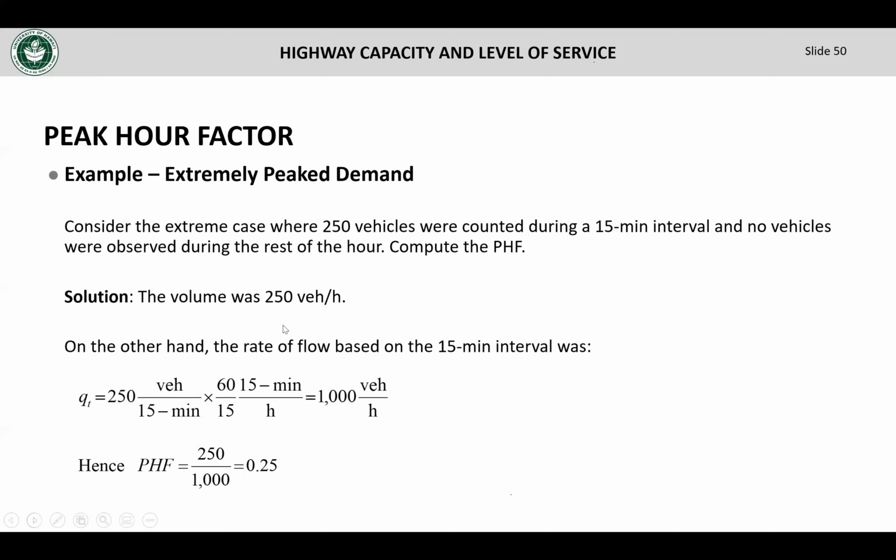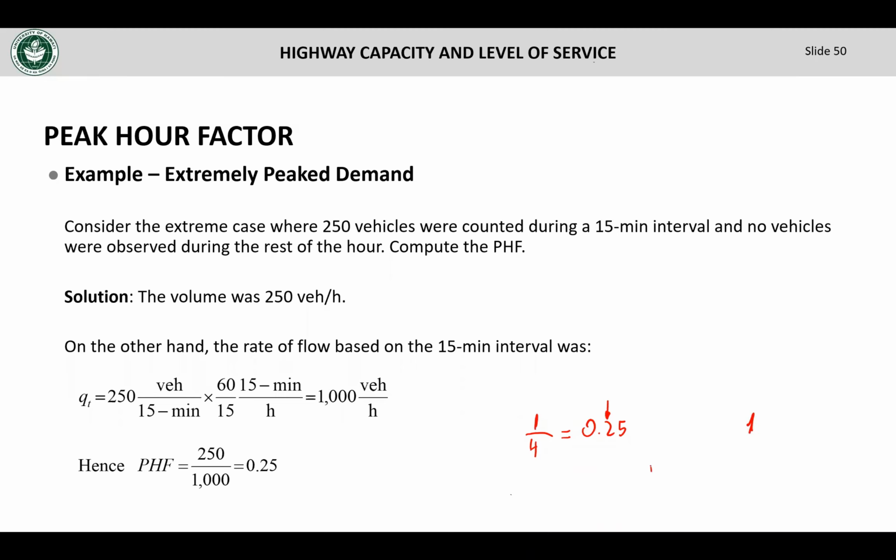So in that case, your volume is 250, your flow rate based on the 15 minutes more congested period is 1,000, so the ratio of the two is 0.25. So in that case, the peak hour factor is 0.25. Notice that it happens to be equal to 1 divided by the number of time periods you have in the hour. That's an extreme. How many times you're going to count 250 vehicles in 15 minutes and 0 in the rest of the hour? That doesn't happen, right? So it's completely artificial, but the point is that this is the minimum you can get for 15-minute periods, and the maximum you can get is what we did in the previous example, which is 1.